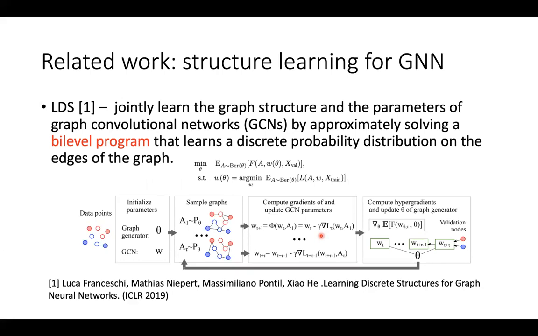Essentially, given the original data points, we are going to first initialize the parameters for the GNN and the graph generator.